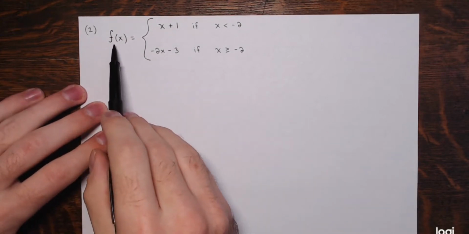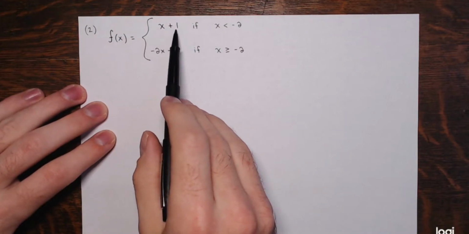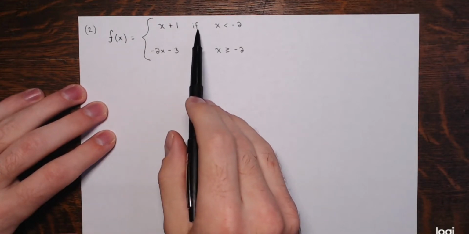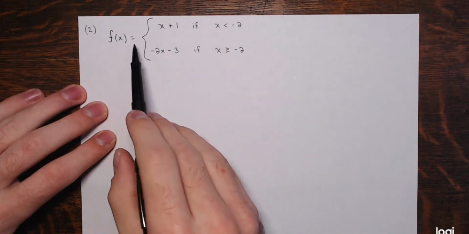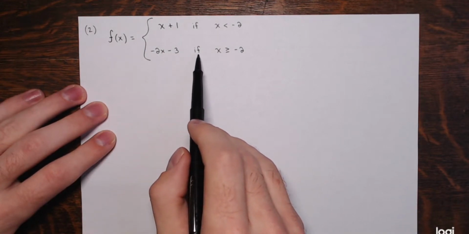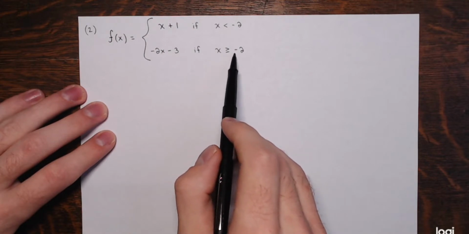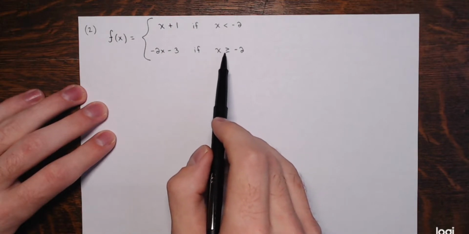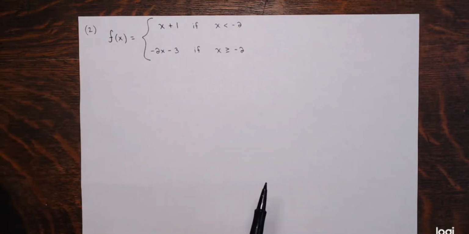So here, f of x equals x plus 1 is how you calculate the output, but only if x is less than negative 2. And f of x is negative 2x minus 3, but only if x is greater than or equal to, this one actually includes negative 2. If it was just greater than negative 2, then there wouldn't be negative 2 as an x-coordinate for any point at all.